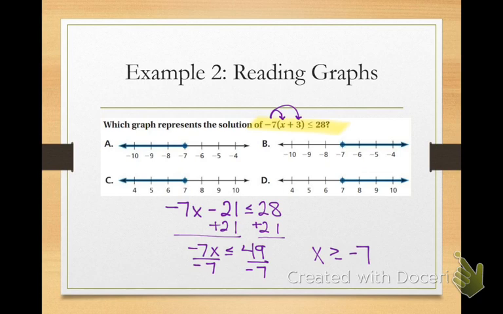Isla? Yes, it matches with graph B. Did anybody say A? If you forgot to reverse it, then you might have said A, but it's not. Okay. All right, how do we do on that one, guys? You do okay? All right, good job.